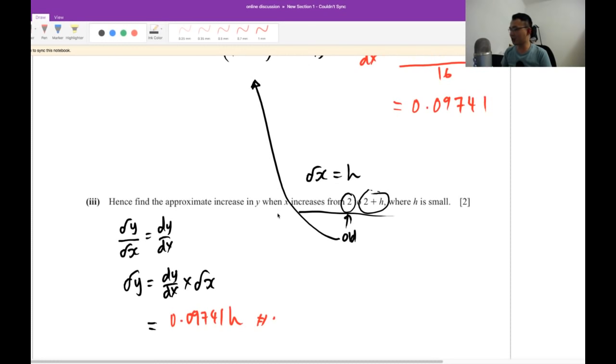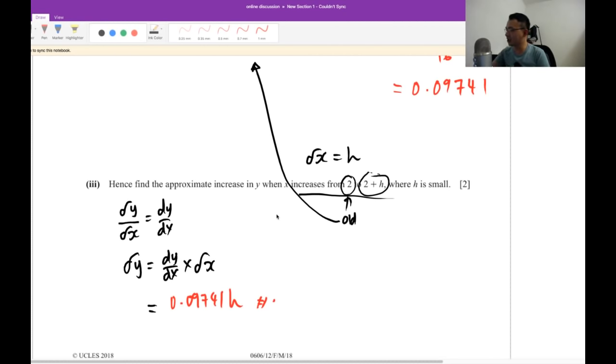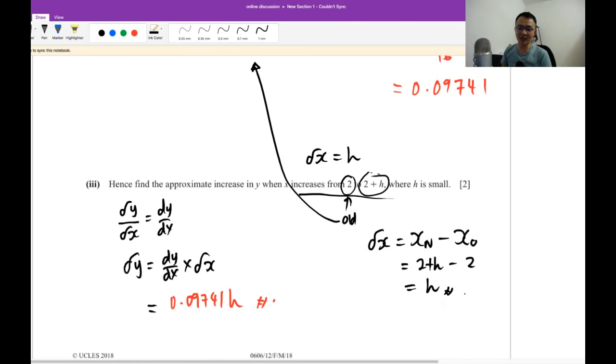What is the change? Alright, so basically change of x. In order to find the change of x, what you need to do over here is take your new value of x minus your old value of x. It's very simple. The question says that x is increased from 2 to 2 plus h. So it's 2 plus h minus 2. So your change of x will be h. Just like this.